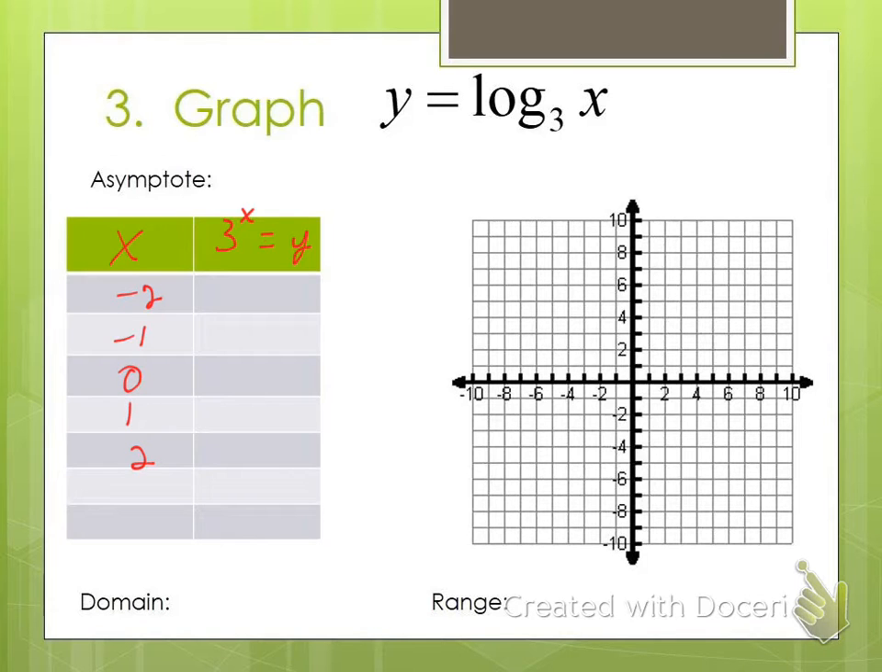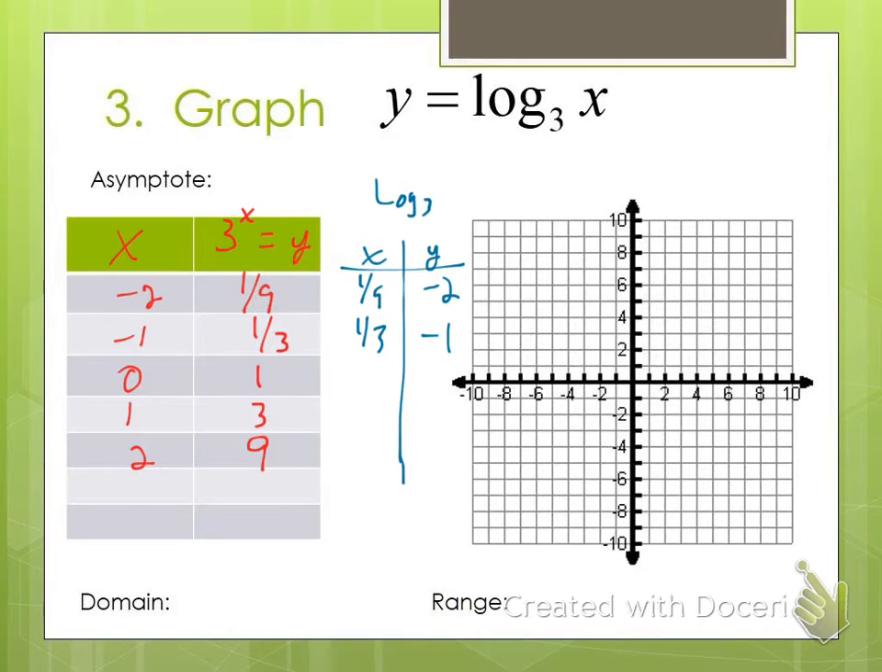Right? And again, you did this a bunch of times in your homework, so hopefully these values are pretty quick to get to. But if you plug in negative 2 for x, you're going to get 1/9. You plug in negative 1 for x, you get 1/3. This is going to be 1, this is going to be 3, and this is going to be 9. However, for our log base 3 points, we're just going to change the x and the y. So this is going to become 1/9 comma negative 2, 1/3 comma negative 1, 1 comma 0, 3 comma 1, 9 comma 2.